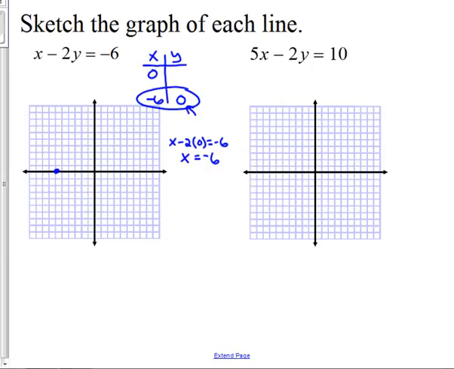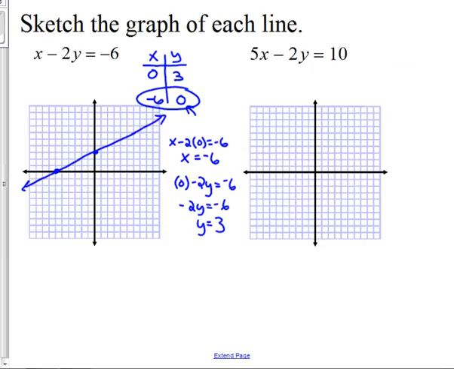For the y-intercept, that means x is 0. So 0 minus 2y is equal to -6. -2y equals -6. And when I divide, I end up with 3. So 0, 3 is a point. It's just right here. There is our line. Okay, make sure you extend your lines all the way. Put arrows on both sides.